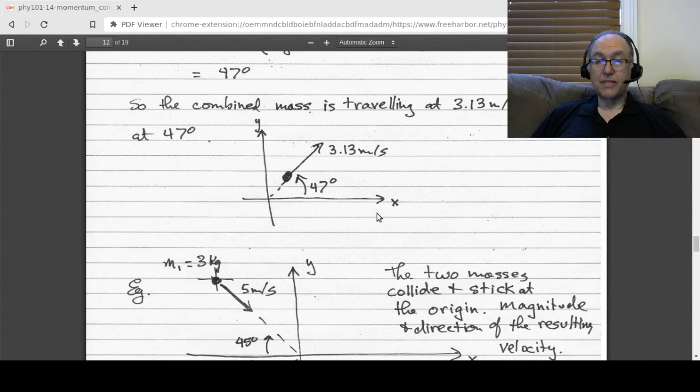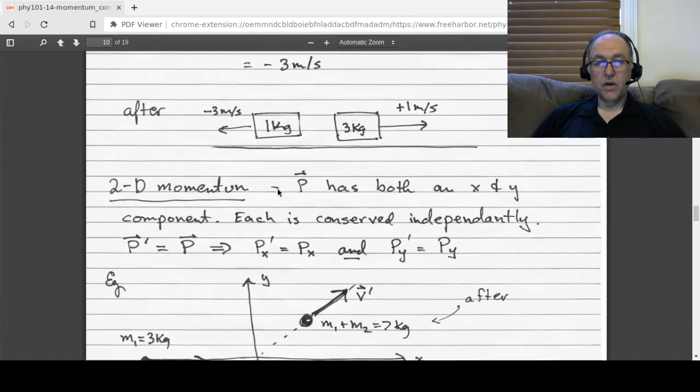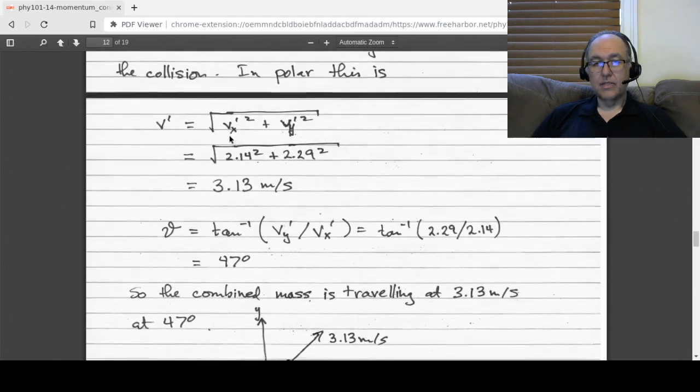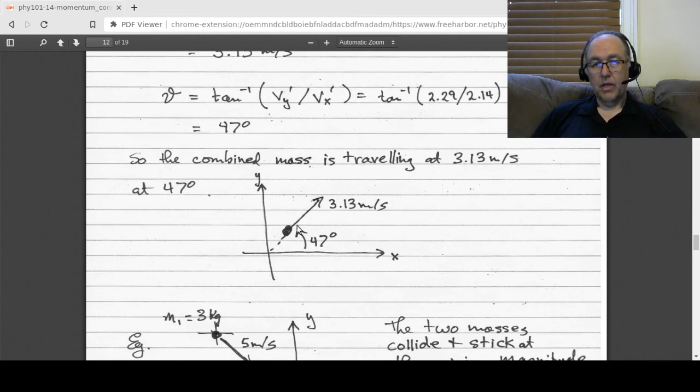Do the numbers make sense? Okay. Well, let's take a look here again, just to remind you of those numbers. We had 3 kilograms moving at 5 meters per second. We had 4 kilograms moving at 4 meters per second. We expect this to be somewhere around 5 and 4, okay? And it's actually slightly less, 3.13, because now all of that is in a combined mass of 7, okay? So it turns out to be traveling at 3.13 meters per second. So everything's kind of in the right ballpark.